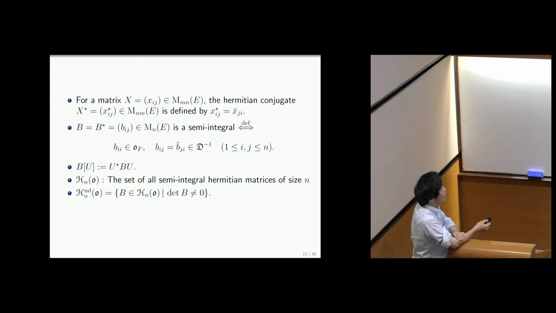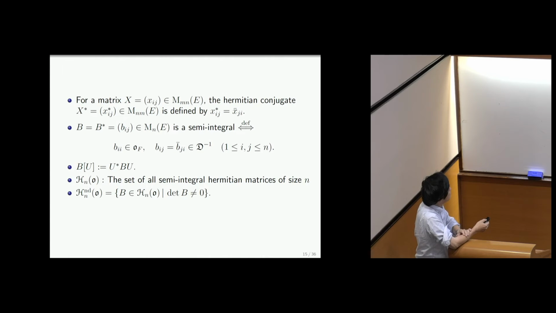This is actually the dual lattice for the lattice of integral Hermitian matrices. And now B^U is given by U star B U. This gives an equivalence class of B by U. If U is unimodular, then B^U is equivalent to B.